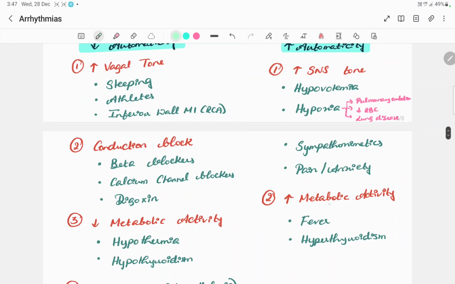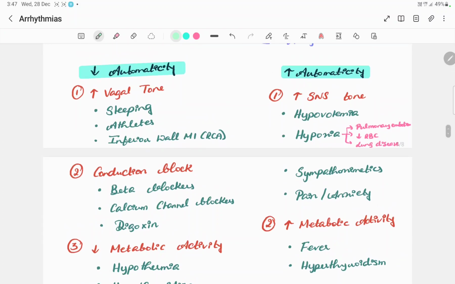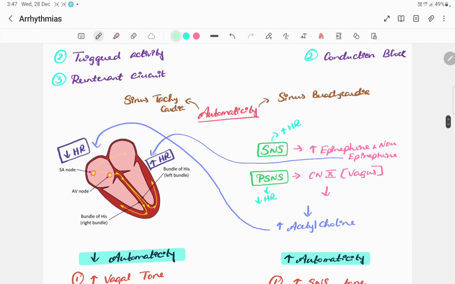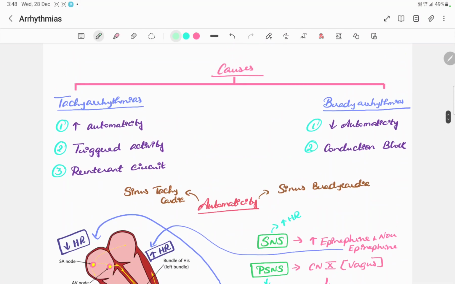The second one is increase in metabolic activity, which might also lead to an increased automaticity, which is due to fever or hyperthyroidism. So this is about automaticity. If there is a decrease in automaticity, then that causes bradyarrhythmias, and if there is an increase in automaticity, that causes tachyarrhythmias.